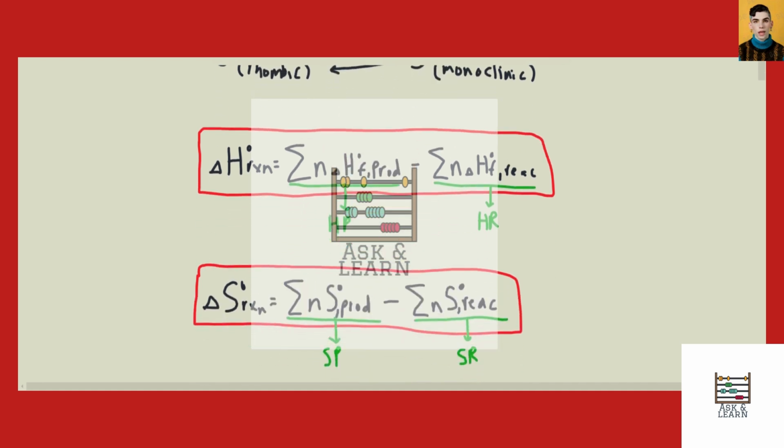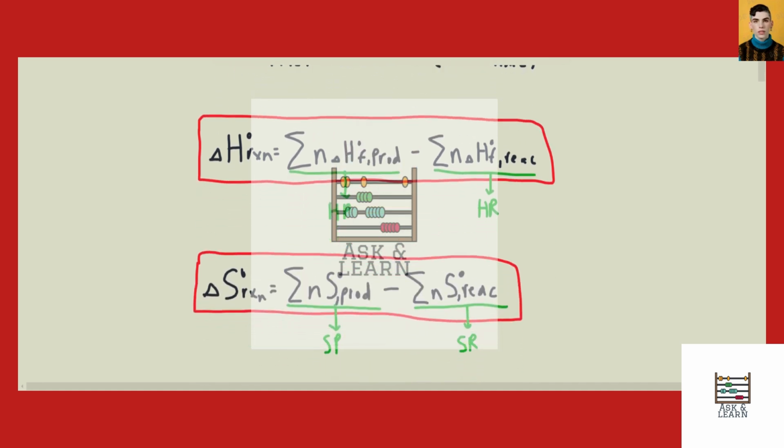We can use these two equations in order to help us solve for delta H and delta S of reaction. For delta H, we find the total change in enthalpy of the products and then subtract the total change in enthalpy of the reactants. For delta S reaction, we find the total entropy of the products and then subtract the total entropy of the reactants.